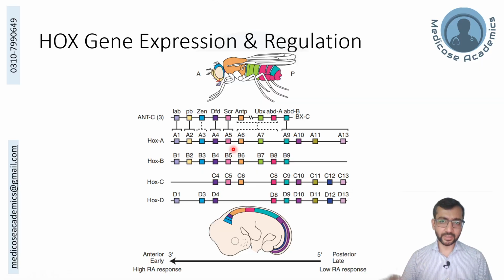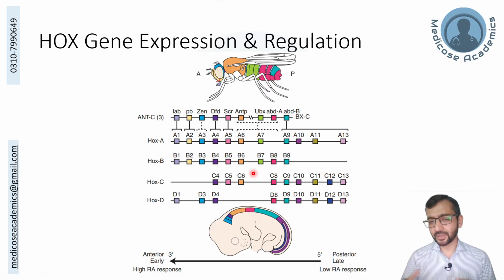This picture is from Langman's embryology. You get A to D. These genes will be responsible for the head region, as you can see in the purple, and all the way these regions will be responsible for the tail region. So they have overlapping expression, and you get an idea.